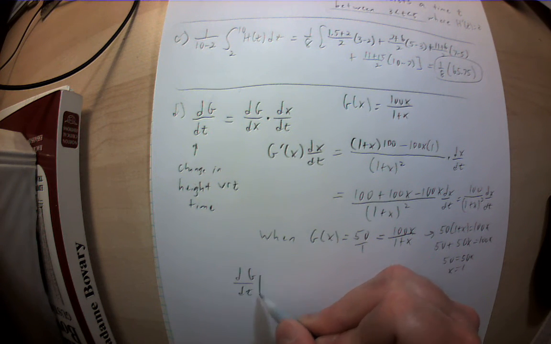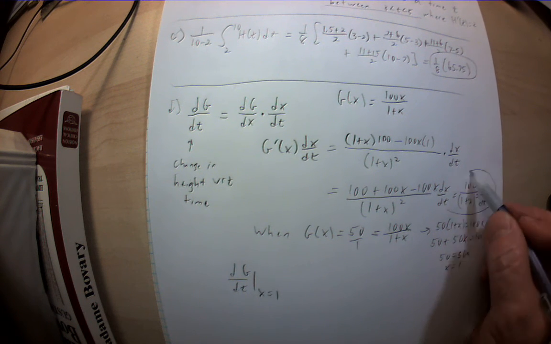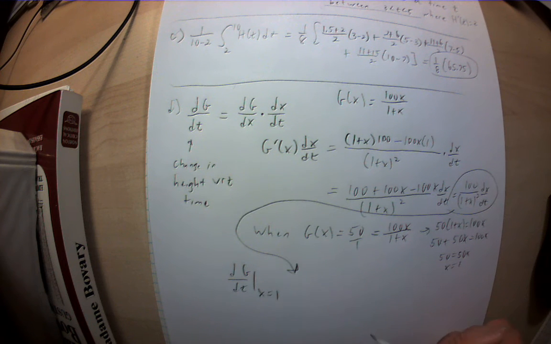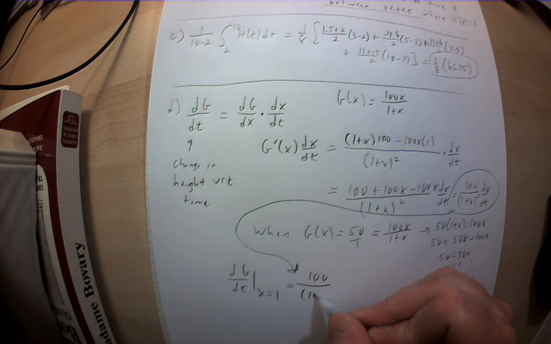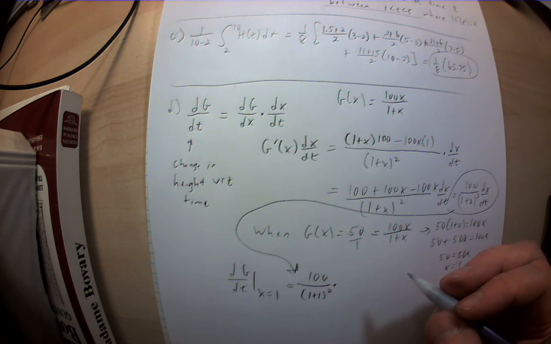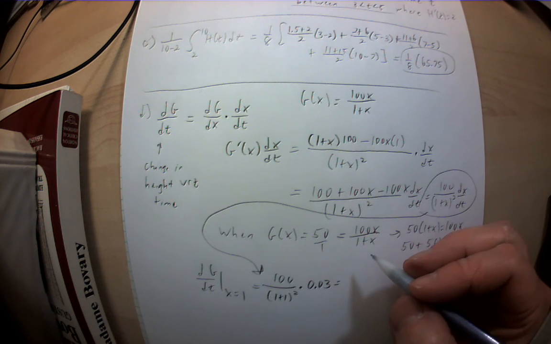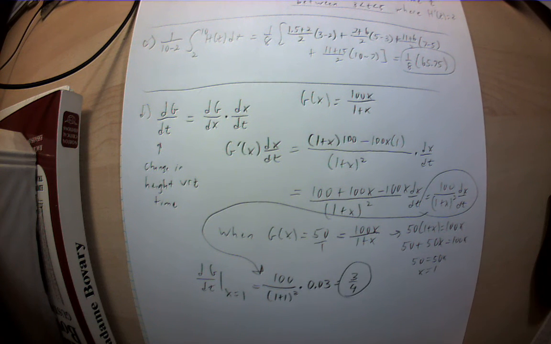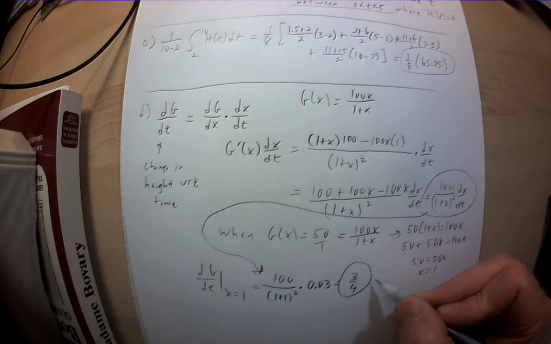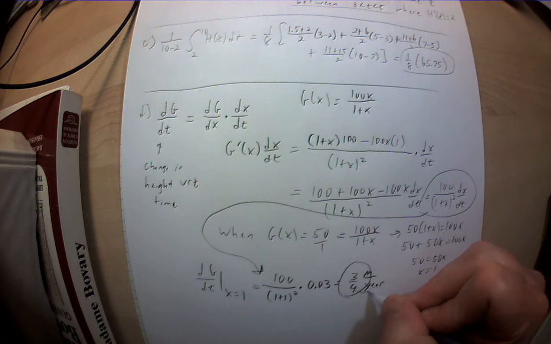So guys, I can finally do this. dg over dt when x equals 1. Here we go. It's 100 over 1 plus 1 squared times dx dt, which is 0.03. So I get 0.03 times 2, that's 3/4. Okay. So did I ask you for units? It's dg over dt, give units, meters per year. Okay, so that would be the answer.